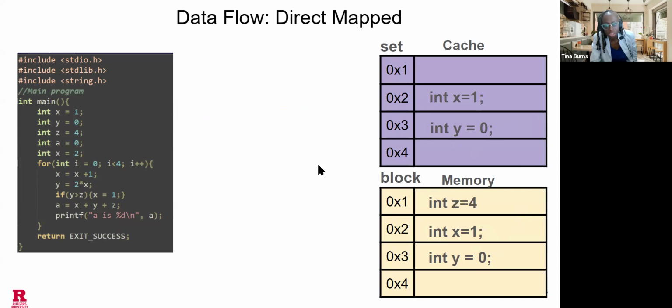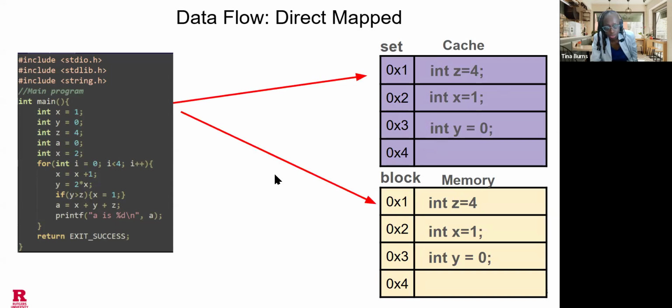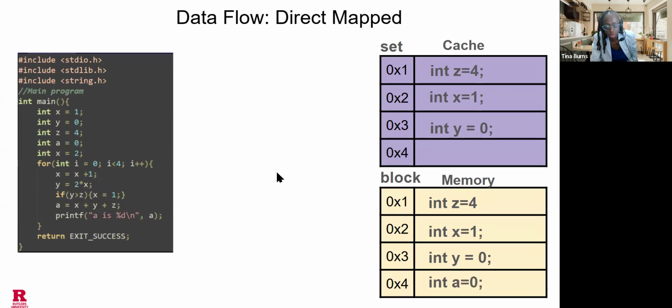And then z, right? If I happen to, for some reason, store z in this memory block 1, this is where I will put it as far as this direct memory flow. And then finally we have A, which is our last item, and we would store that in the empty spot for that. All right.